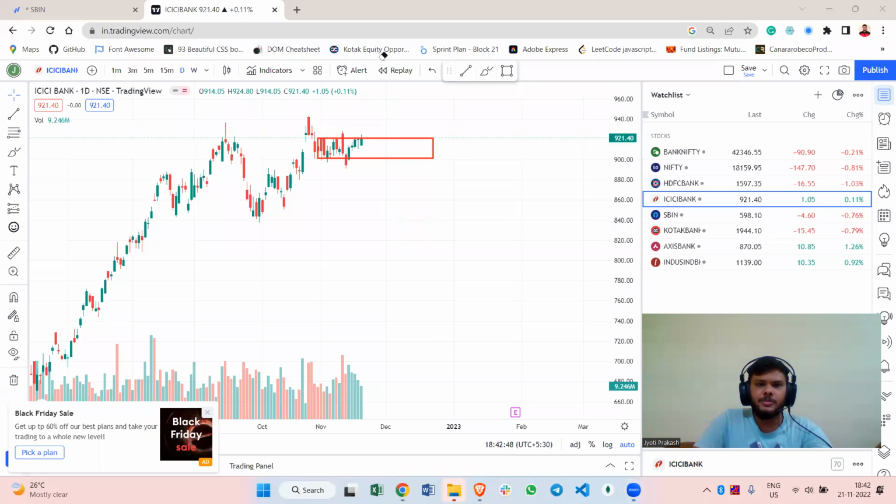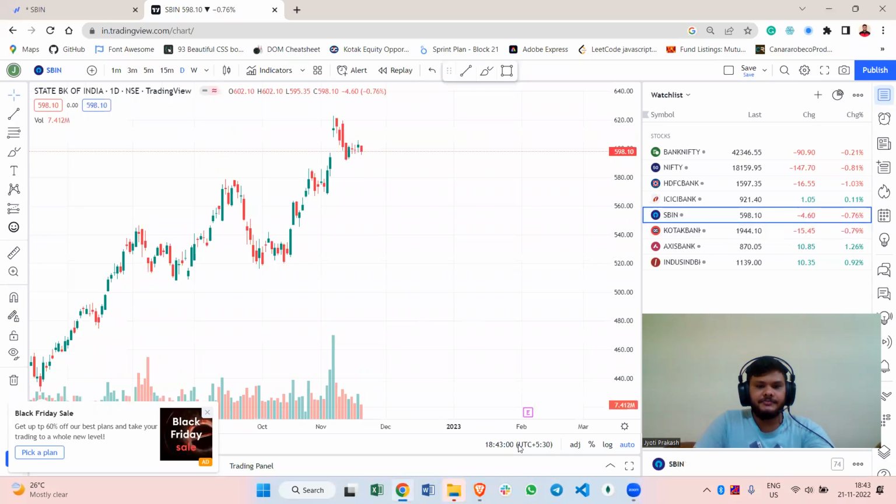But it may happen that it opens flat or gaps down, and if it trades below 920, then you can start some selling pressure here, and you can set your target to 910. Okay. Now let's look into SBI Bank. In SBI Bank, you can see that it trades below the round level of 600.